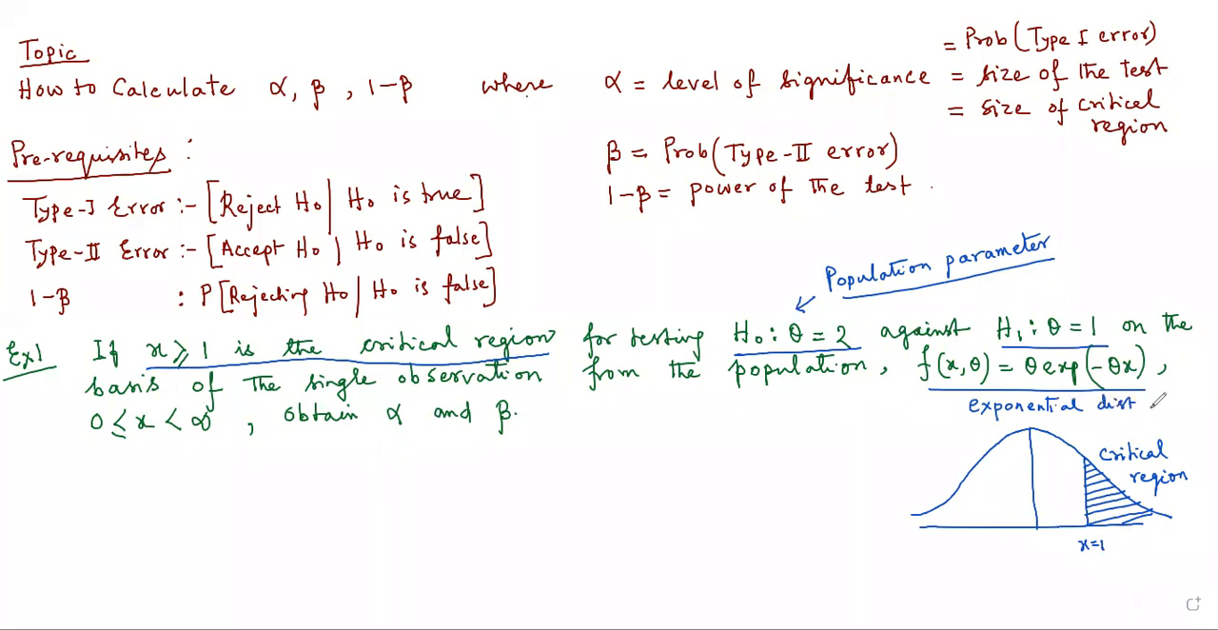Now, the problem is saying that we are dealing with a population from which a sample is being drawn, and the population is following an exponential distribution. About that particular population we have constructed this null hypothesis and this alternative hypothesis. What is the probability of committing type 1 error? What is the probability of committing type 2 error?